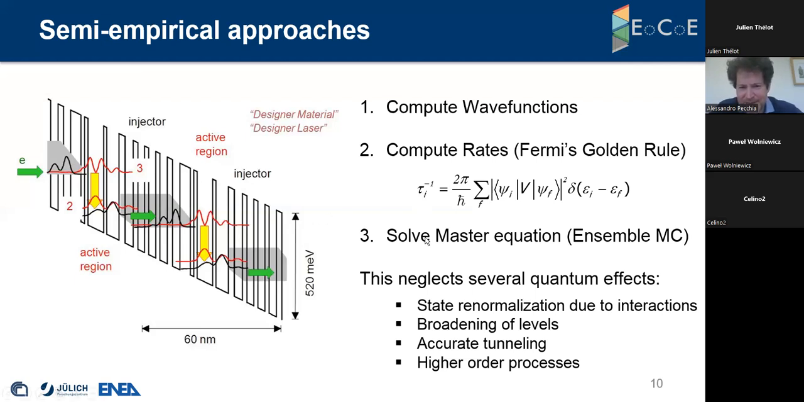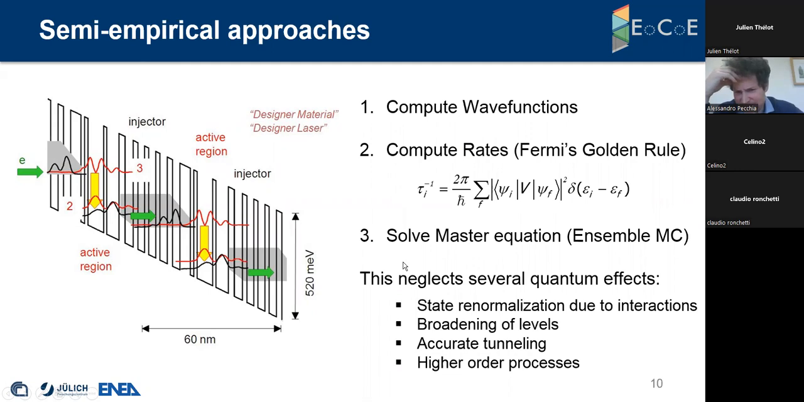Once you have all these rates, you can start solving master equations, for instance, as rate equations, and you solve the dynamics, basically, of an ensemble of carriers around your device. This is the typical way this ensemble is solved, typically by Monte Carlo simulation, for instance. And this is a typical approach, I can say semi-classical, because it's classical on the master equation, rate equation side, and it's quantum because you need to calculate the wave function to get decent accurate rates.